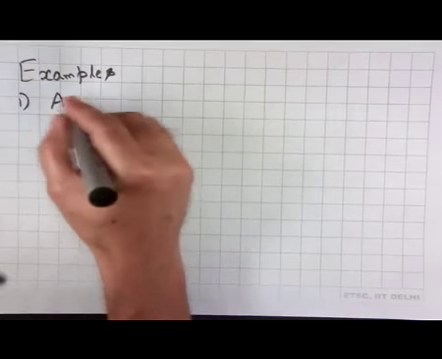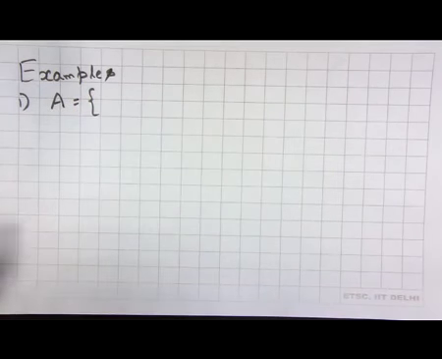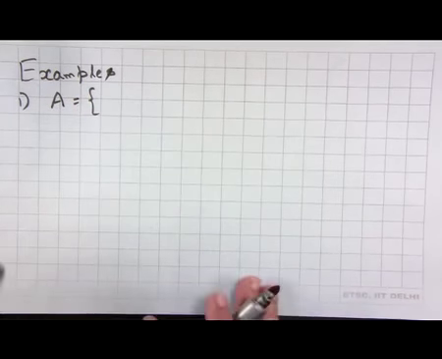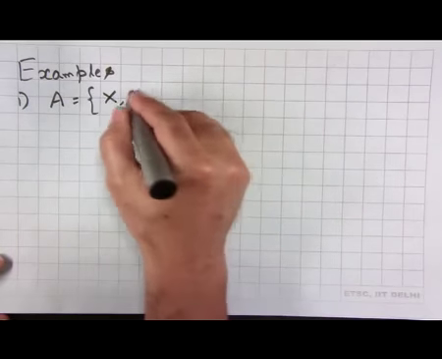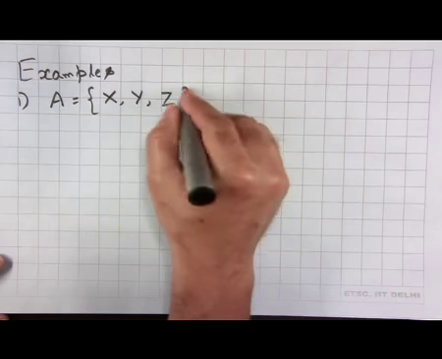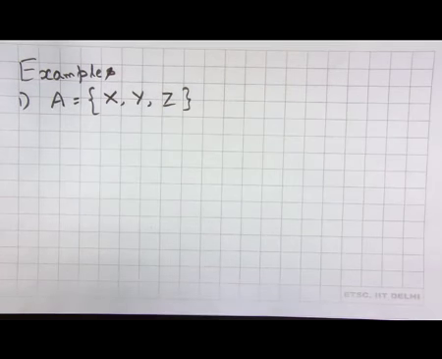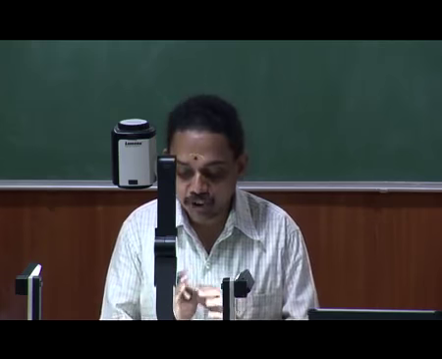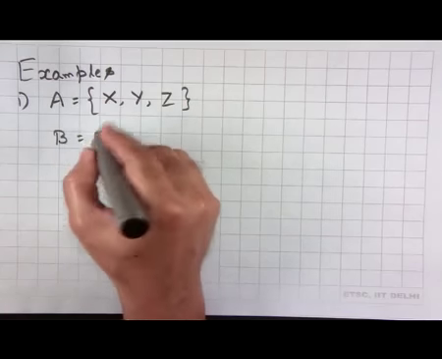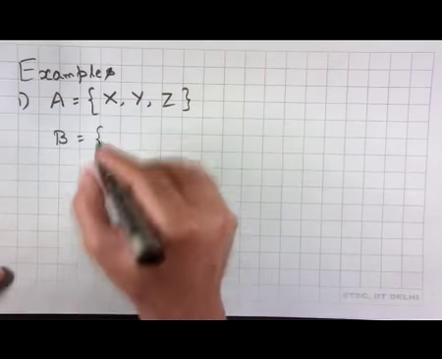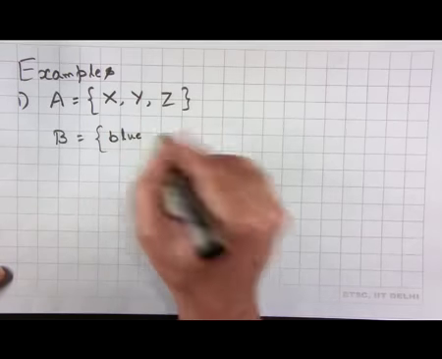Now, we have a set A consisting of 3 bags. Let us name them x, y and z. So, x is a bag, y is a bag and z is a bag. Of course, each bag can contain many balls, but let us restrict that a bag can contain only one ball. So, let B denote the set of all balls with colors either blue or red.